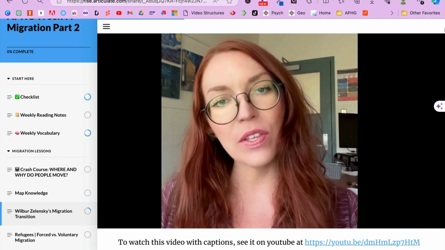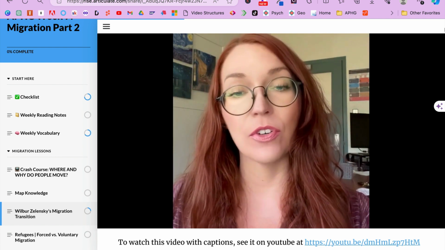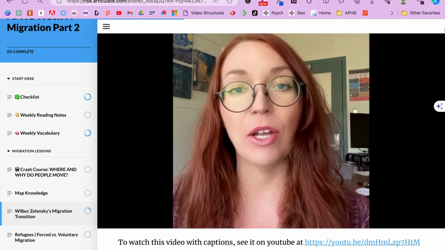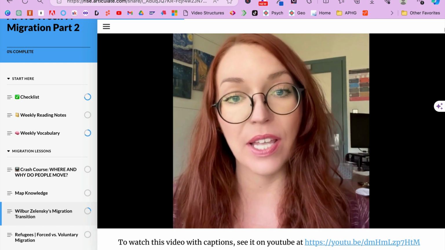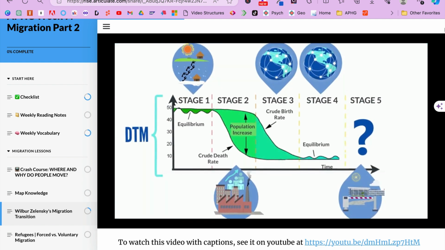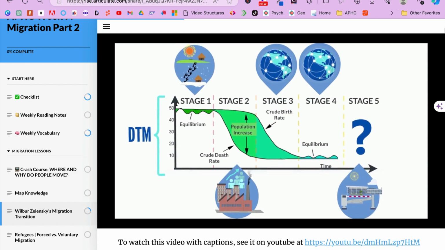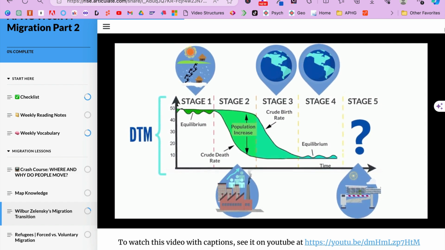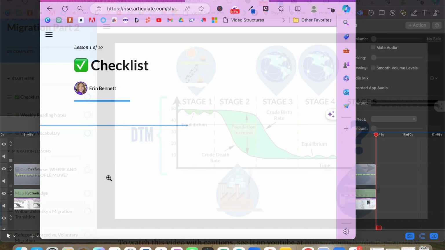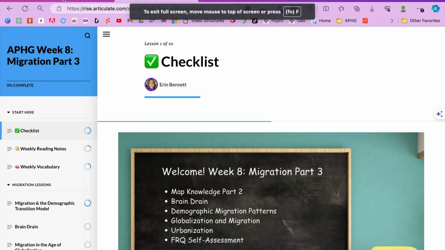So why is all this important for AP Human Geography? This model offers a framework for analyzing migration patterns on a macro scale. Remember, Zelinsky's model links migration patterns to socioeconomic stages, providing a comprehensive view of human migration throughout history. And for our final section of migration, we'll go ahead and start with the vocabulary.